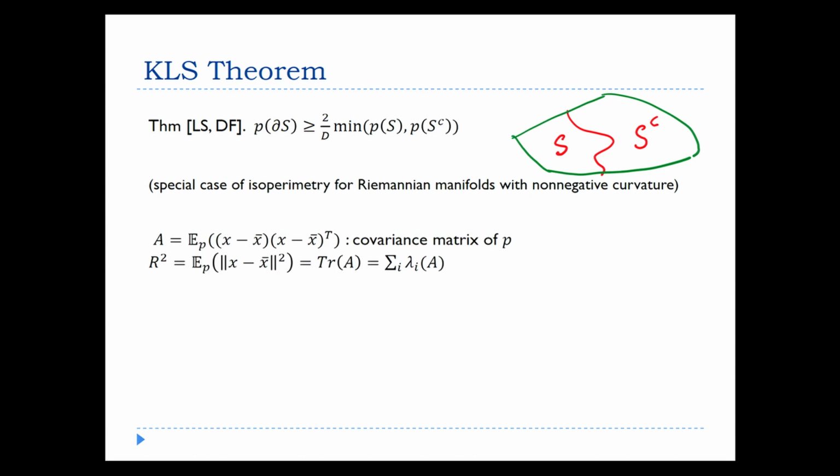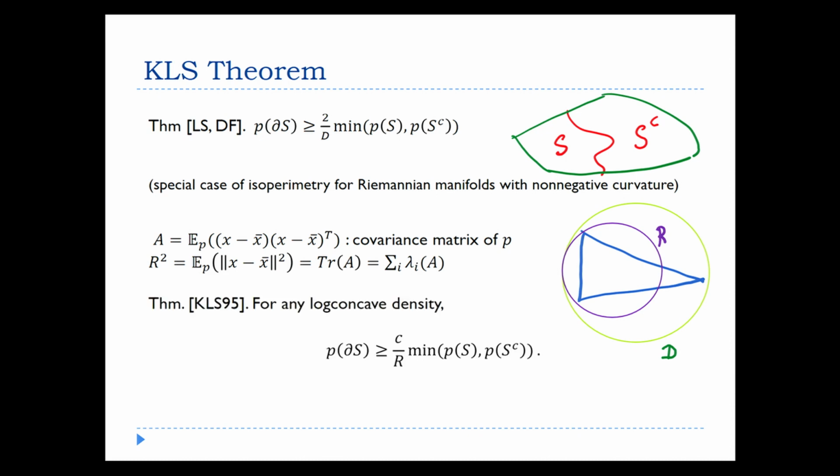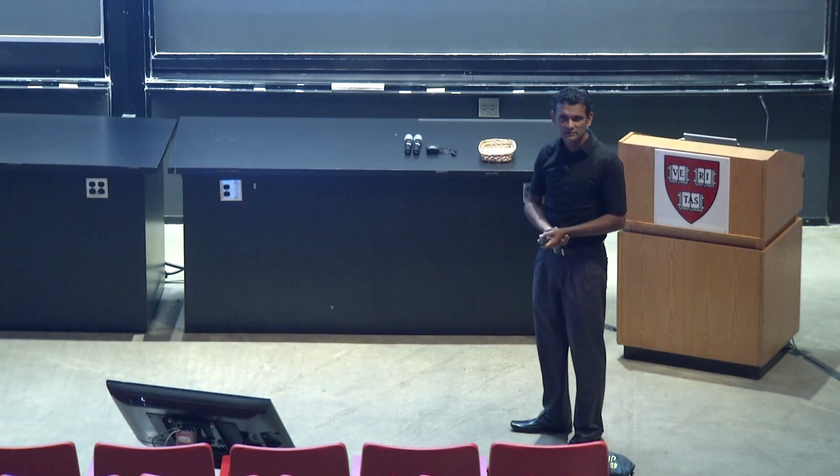But what Kannan-Lovász and Simonovits did is they introduced a different normalization. So they said, let's look at the covariance of this distribution. So that's the matrix A. And in particular, its trace. So that gives you the expected square distance of a random point from the center of gravity. And this picture is just showing you that, of course, the square root of the expected square distance can be much smaller than the diameter itself. And their theorem is that the isoperimetric ratio, instead of constant over diameter, can be replaced by constant over this square root of expected square distance.